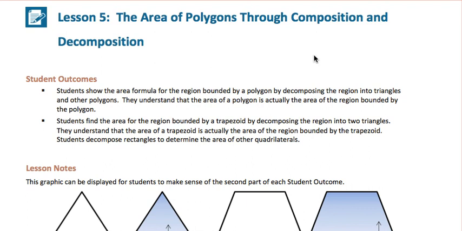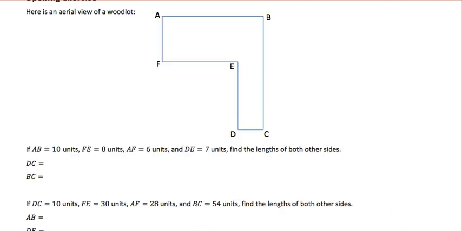In Module 5, Lesson 5, we're going to look at the area of polygons through composition and decomposition. In our opening exercise, we have an aerial view of a woodlot, and they are giving us some information about the different dimensions of this woodlot. They're telling us, first of all, that AB is 10 units, FE is 8 units, AF is 6, DE is 7, and they're asking us to find the lengths of the other two sides.